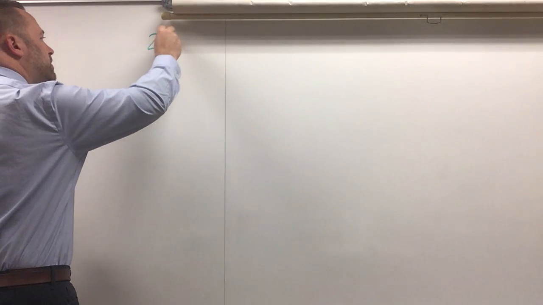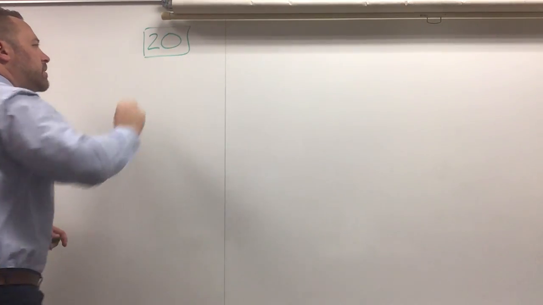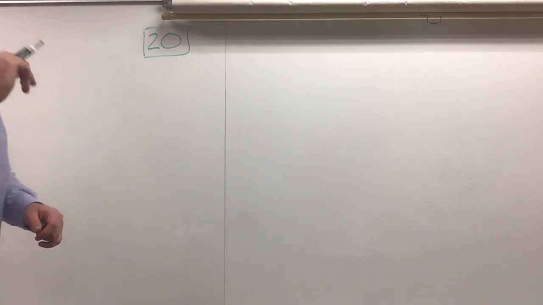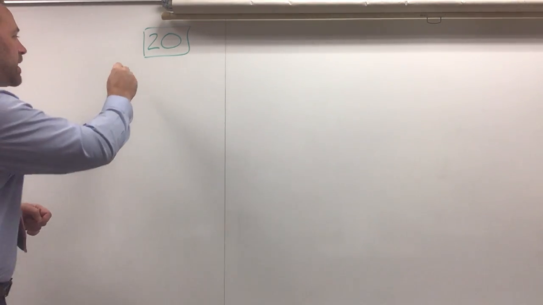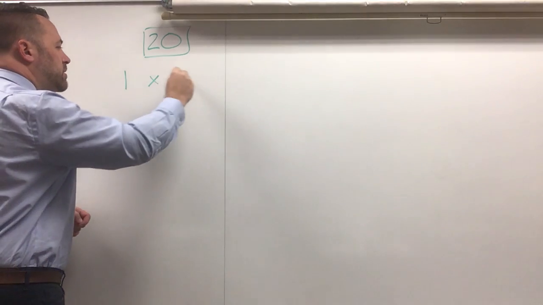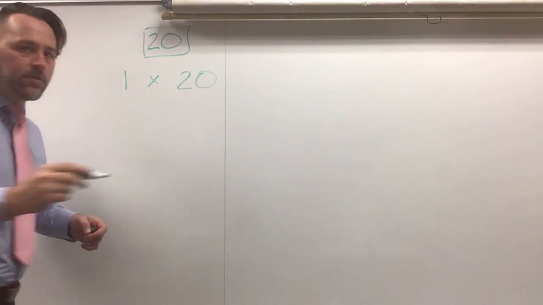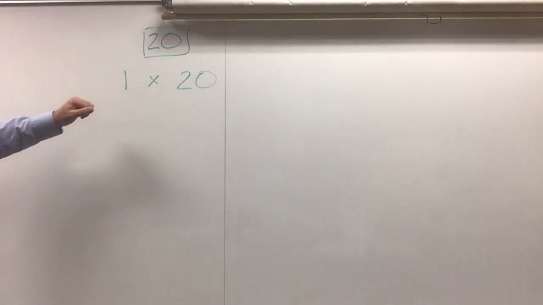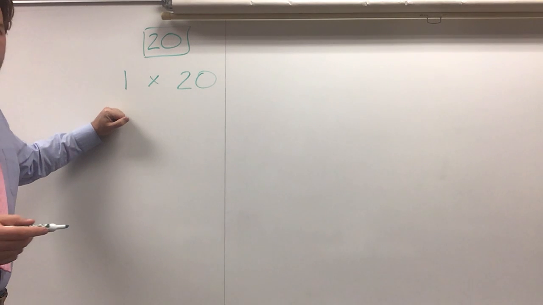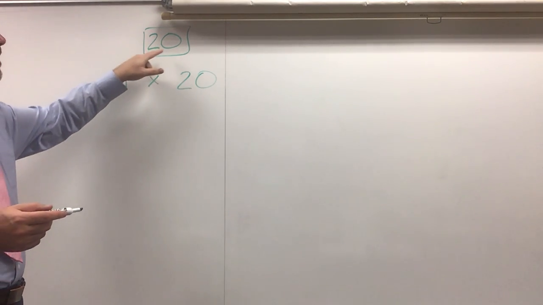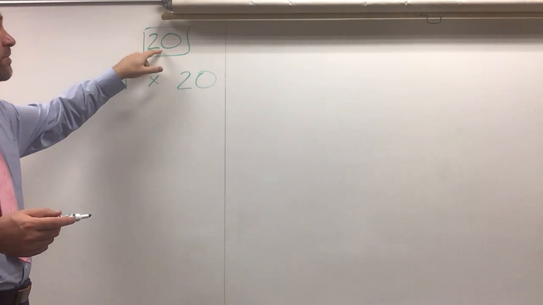Let's do factors of 20. Give me all the numbers you can multiply to make 20. What's the easiest one? We'll keep giving it away. 1 times 20, right? Now, what about 2? Do you think 2 is going to be a factor of 20? Yeah, it probably will.